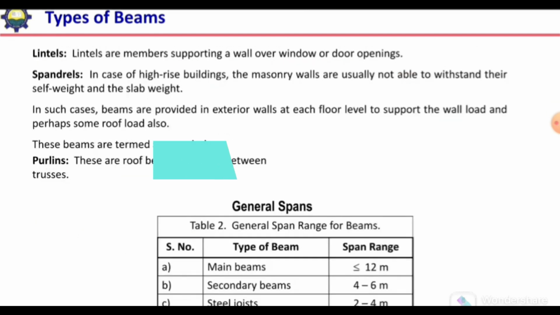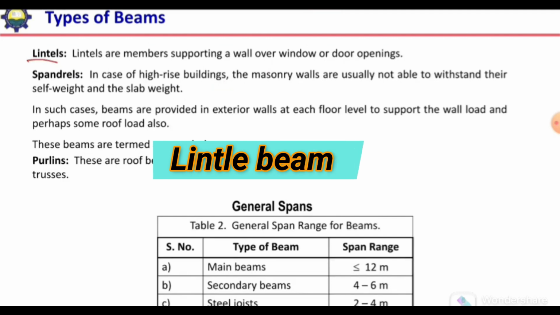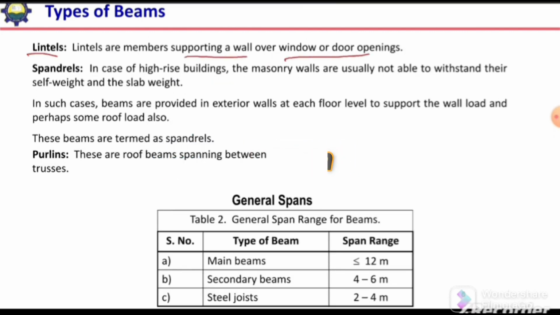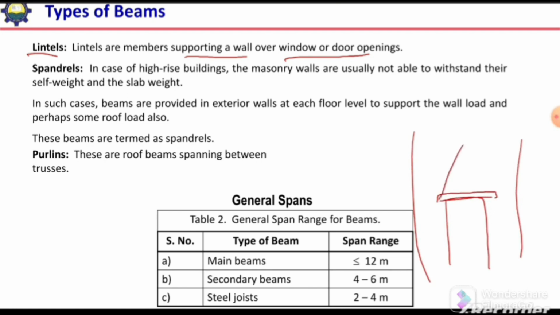The next type is lintel beam. Lintels are members supporting a wall over a window or door opening. In case of a wall, here we have a door opening. Above the door opening or window opening we provide a smaller beam. This smaller beam is termed a lintel, and it supports the load of the wall above this opening.